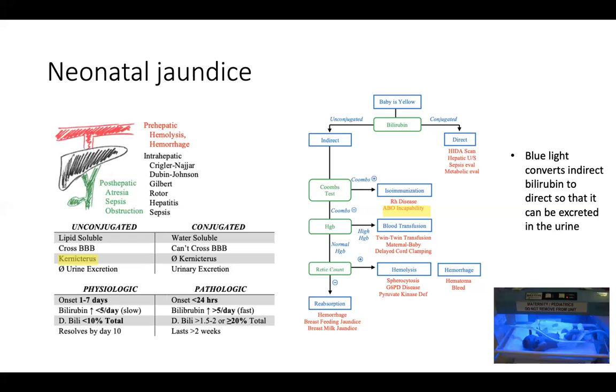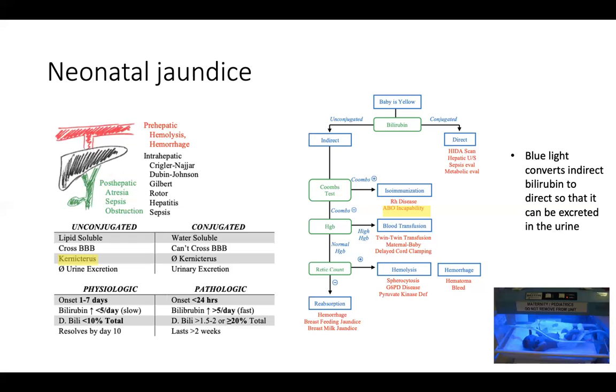However, conjugated is water soluble, so it's able to be excreted by the kidneys. It doesn't cause kernicterus because it can't cross the blood-brain barrier. Why do we care? Unconjugated forms of jaundice in the neonatal period can be fixed and switched to conjugated by putting the baby under a blue light.